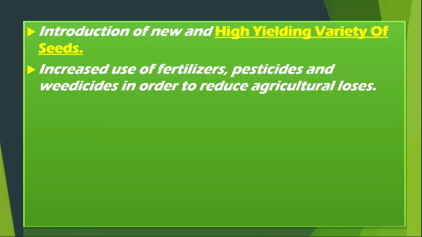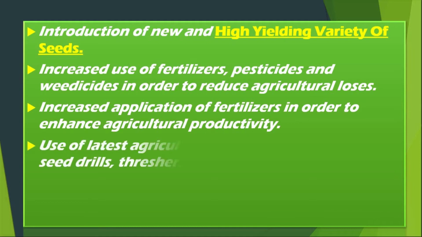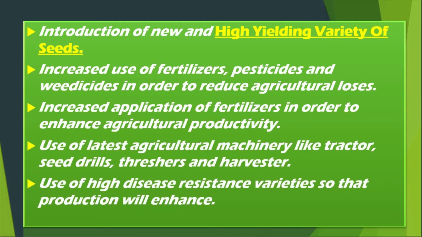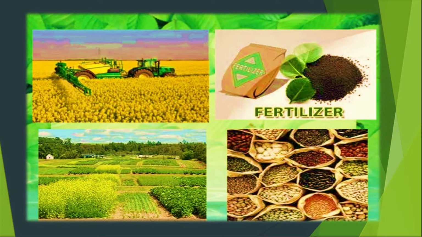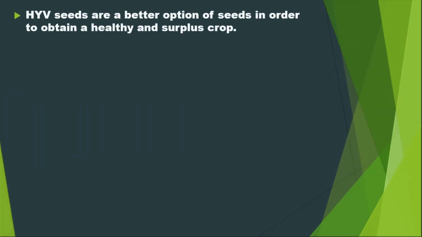And then improved application of fertilizers in order to enhance agricultural productivity, use of the latest agricultural machinery like tractors, seed drills, harvesters, etc., and use of high disease resistance varieties so that production will increase. So, the main thing is high yielding seeds. These seeds are actually of better quality than normal quality seeds.